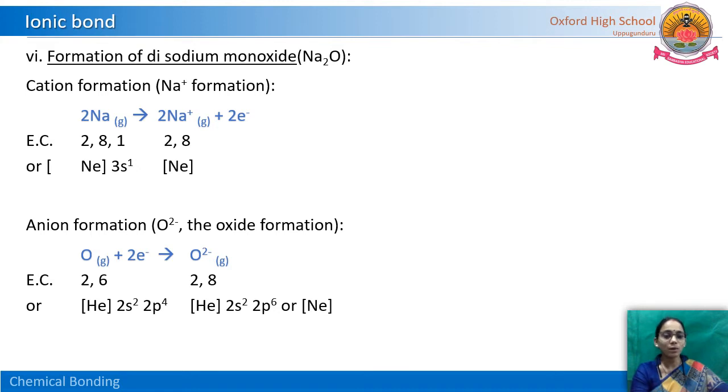What is ionic bond? The electrostatic force of attraction which keeps the cation and anion together. What happens? After the anion and cation come close, a neutrally charged compound will appear. The bond between the cation and anion is called ionic bond. And what's happening here? The transfer of electrons, from sodium to oxygen.